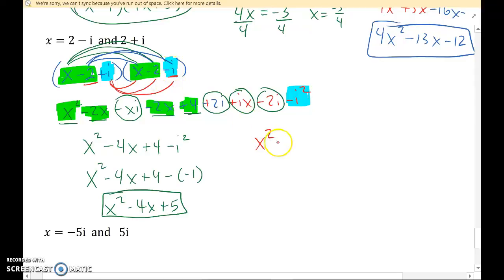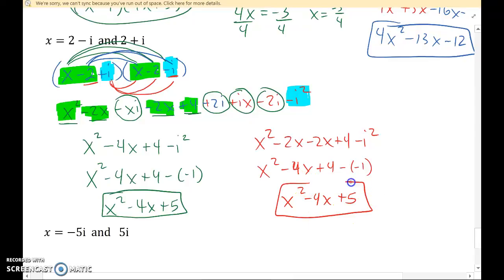So x squared, if you just do the FOIL there, x squared minus 2x plus 4, and then i times negative i is your negative i squared. And so that gives us our x squared minus 4x plus 4 minus a negative 1, which again is x squared minus 4x plus 5. All right, so you got the long way or you got the shortcut way. Either way, it doesn't matter as long as we're getting the correct answer.